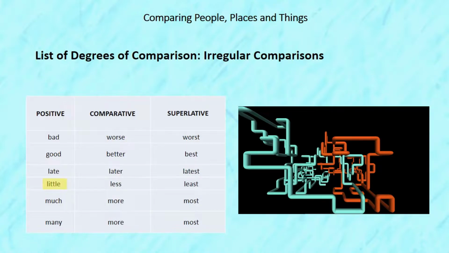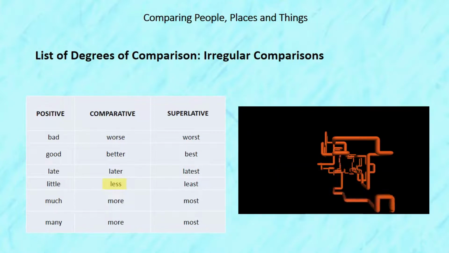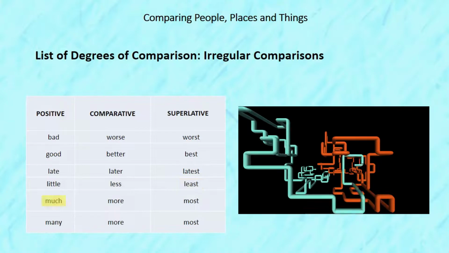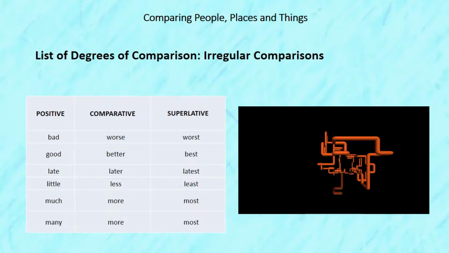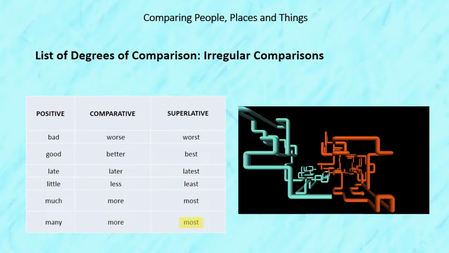Little, which is in the positive form, becomes less in the comparative form and least in the superlative form. Much, which is in the positive form, becomes more in the comparative form and most in the superlative form. Likewise, many becomes more in the comparative form and most in the superlative form.